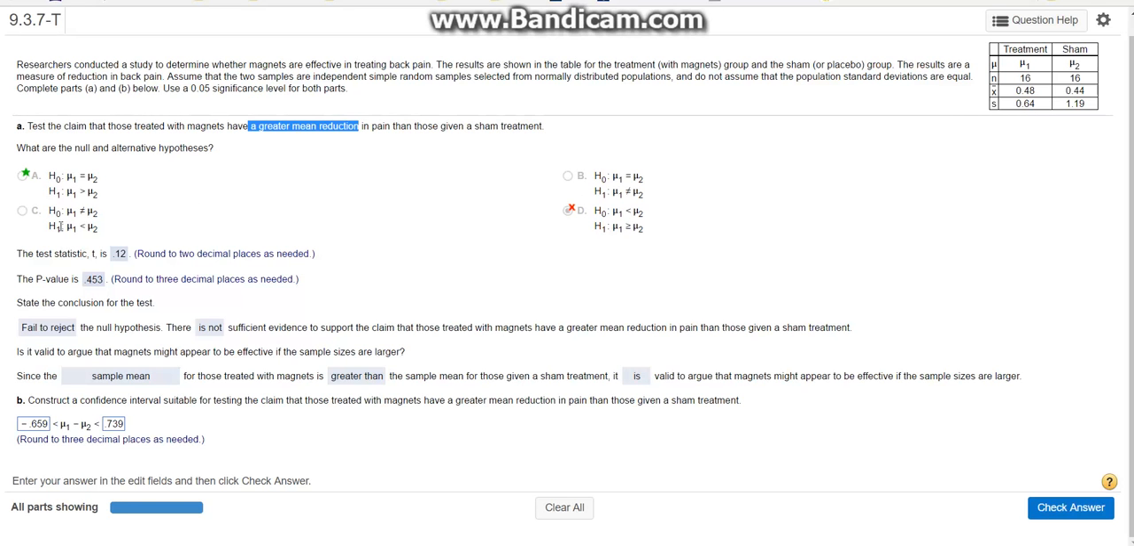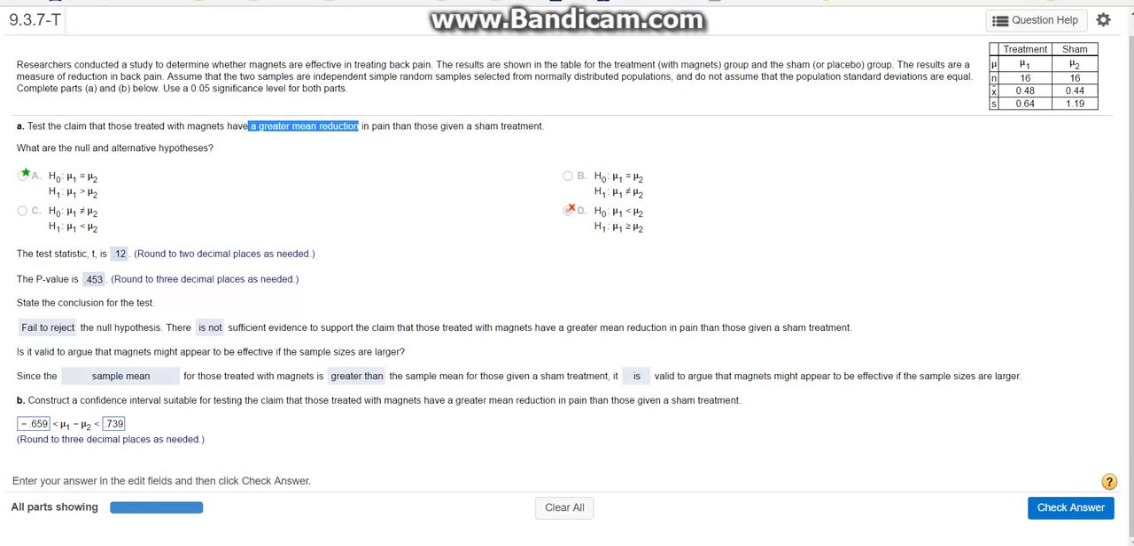B, C, and A are valid statements with regard to the alternative. C is invalid for the null statement. The null statement must include equality. So C is eliminated. So now I'm down between A and B. It has to be A because B is a two-tailed test. B is not equal to, or different. That was not the question. The question is greater than. So therefore, A is the statement. This is a one-tailed test.